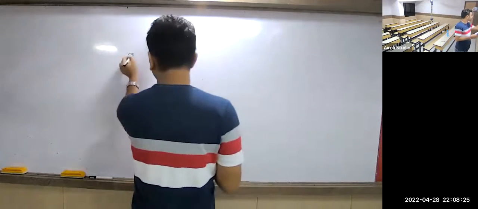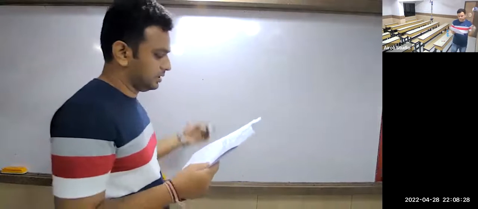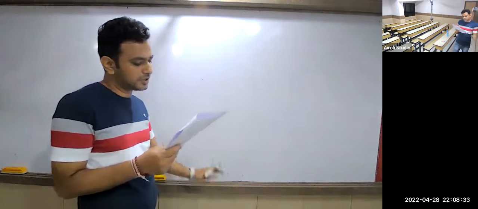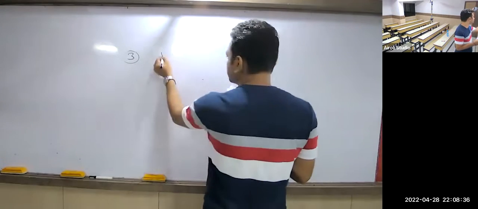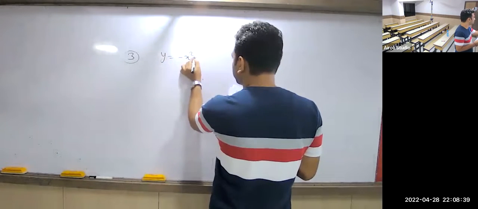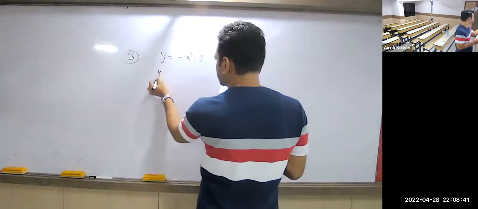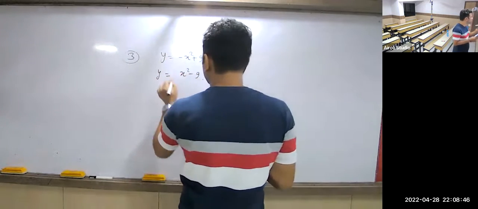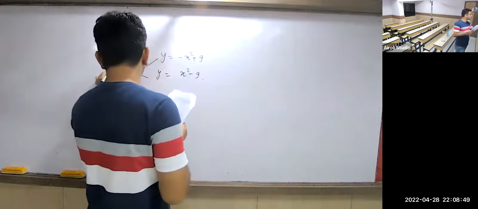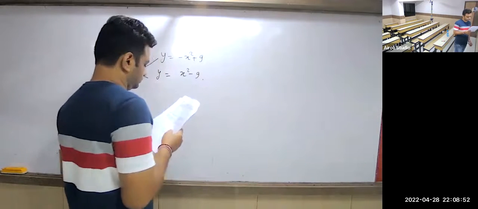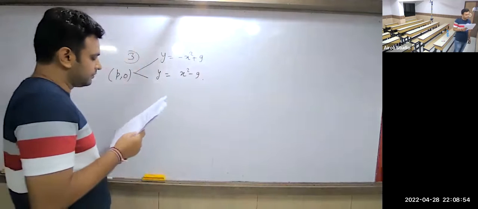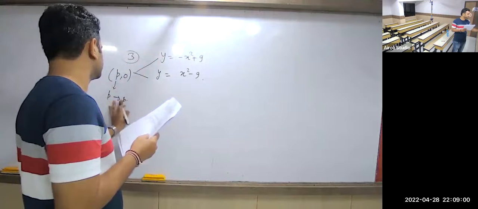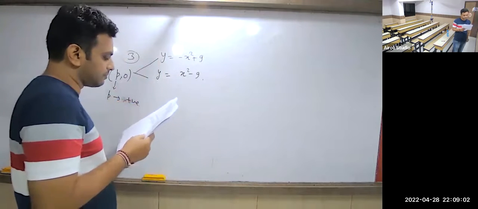Third question. In the xy coordinate system, P comma 0 is one of the points of intersection of the graphs y equals minus x square plus 9 and y equals x square minus 9. So the intersection point of these 2 graphs is given as P comma 0. P is positive. So we have to find the value of P.